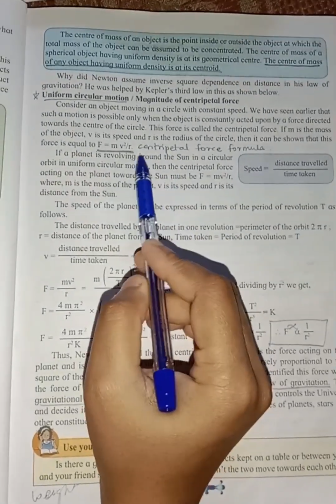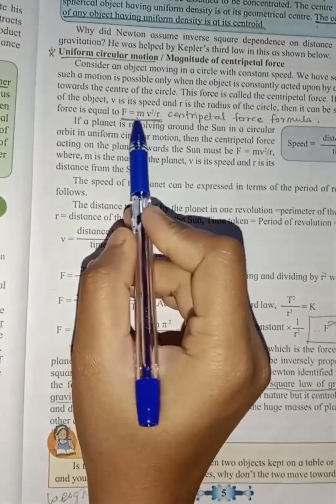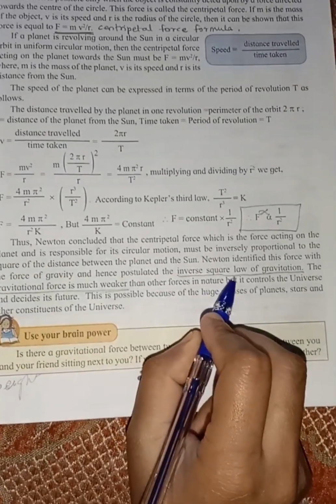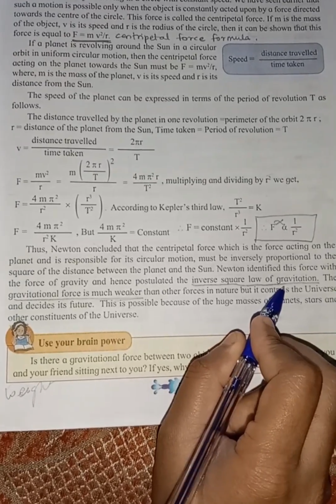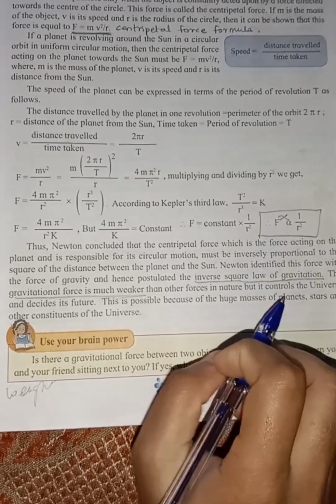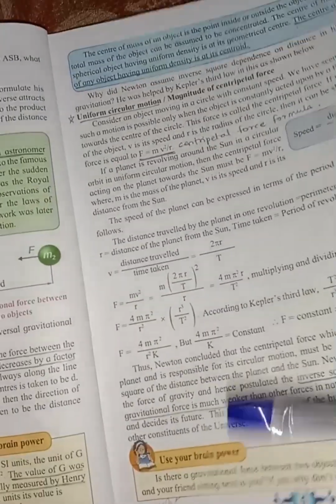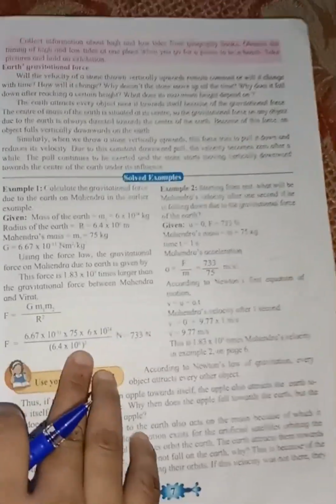So the formula of centripetal force is over here, which I have marked here. And here also the inverse square law of gravitation, which is here. And gravitational force is a much weaker force. So guys, page number 6 we are skipping because there is nothing there to learn.